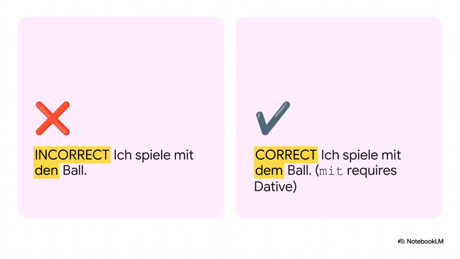Now, this slide points out one of the most common mistakes that German learners make. Because dem and den sound kind of similar, it is so tempting to just throw the accusative den in there. But that trigger word, mit, it's like a trump card. It overrules everything else, and it forces the dative case. It has to be mit dem Ball.